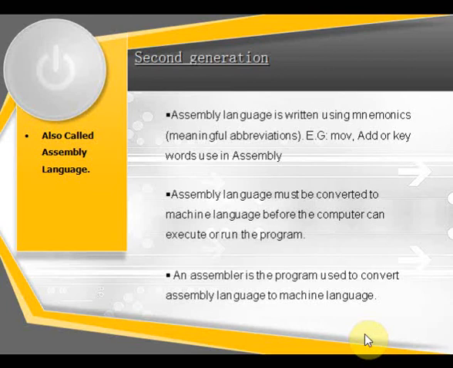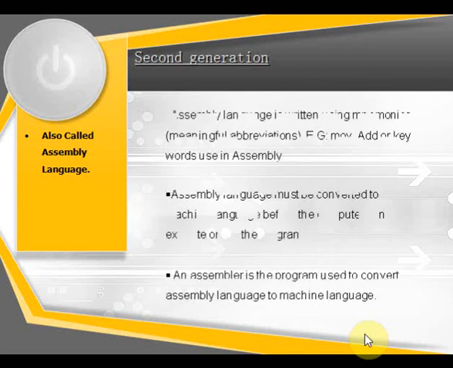Now, an assembler is a program used to convert assembly language to machine language. You need to remember this. Remember this, people. An assembler is a software or a program that is used to convert assembly language to machine language. Okay? Good. Let's move on.